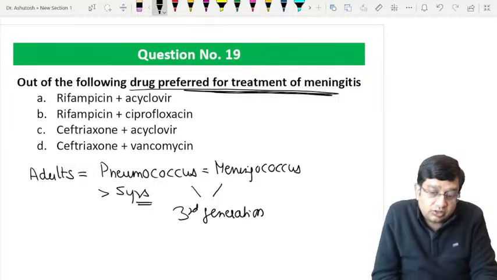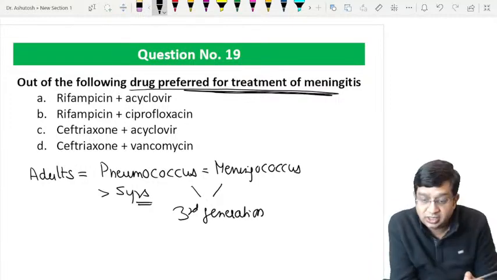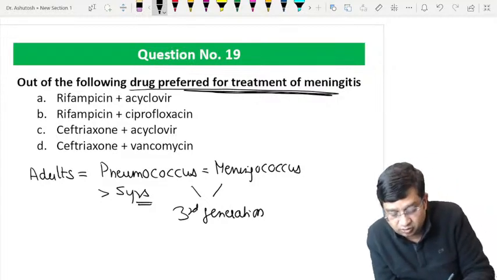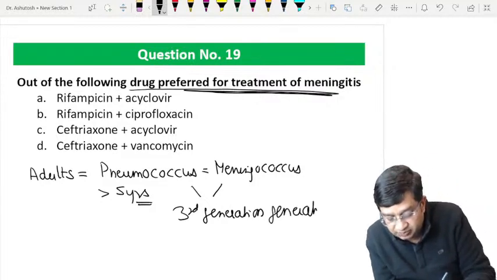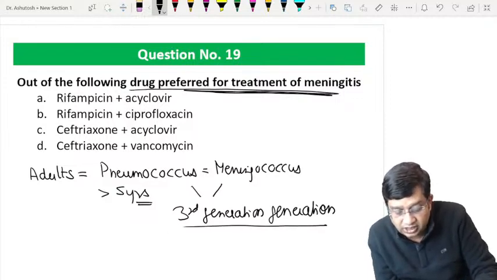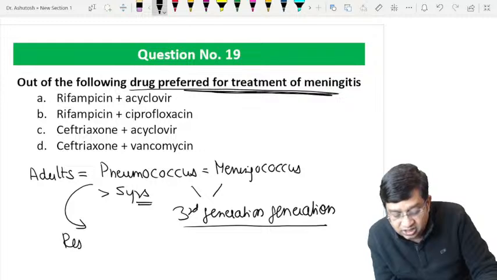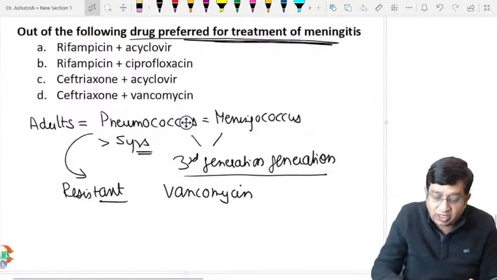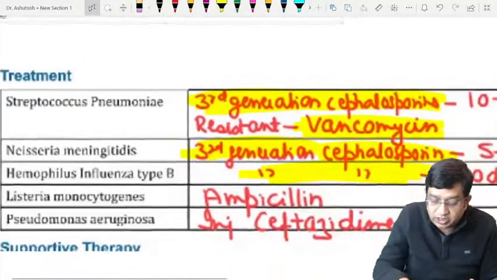Okay, that was a very good step for us. You are the first student who has said CSF findings were given. It was asked that bacterial meningitis. Very good. If it was the picture of bacterial meningitis, right? That is third generation cephalosporin. And if pneumococci is resistant, we start vancomycin. Clear? I have taken this question because this is what I teach you.